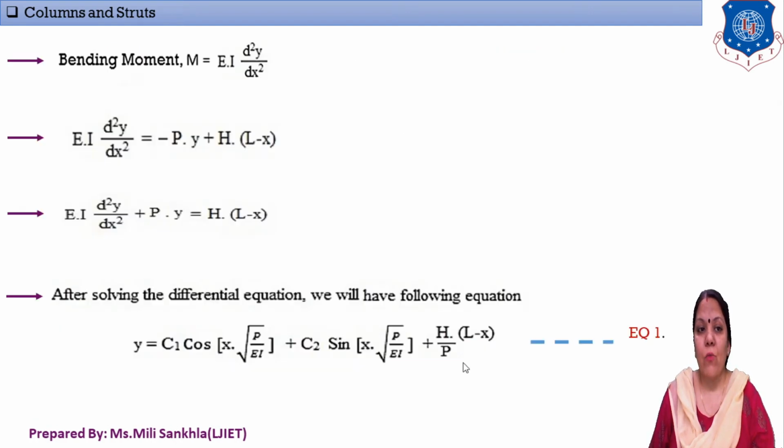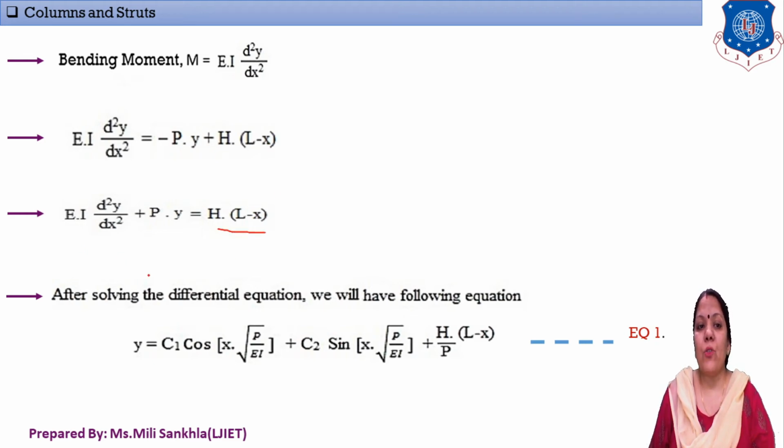So the equation of moment M is equal to minus P into y plus H into L minus x. Clear? Now next, the bending moment M according to our differential equation is equal to EI d square y by dx square. We put the value of M here: EI d square y by dx square equals minus P into y plus H into L minus x. Now we shift this minus P into y from right to left, and it converts into a positive sign. So EI d square y by dx square plus Py equals H into L minus x.